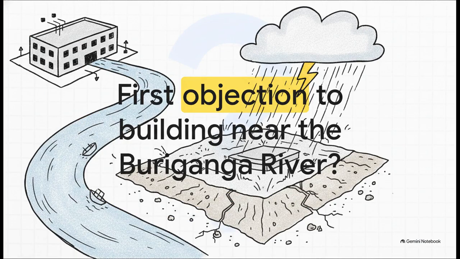All right, here is your final scenario-based question to put everything we've learned together. A bank wants to build a new data center right near the Buriganga River for cheap land and really easy access to cooling water. What is your very first architectural objection? Put on your site assessor hat for a second. Why might cheap riverside land actually be a catastrophic engineering choice in this specific region?